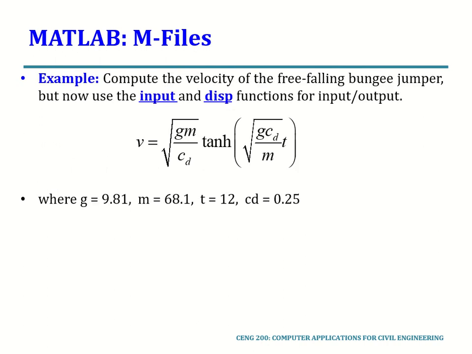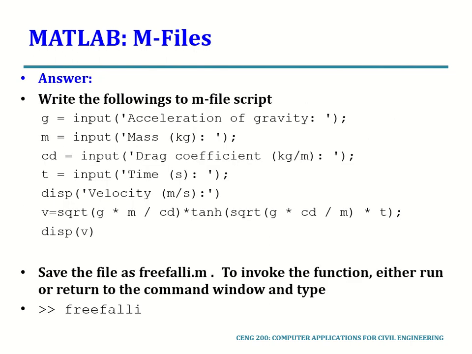So for example, we want to compute the velocity, the same example, the person who is jumping and unsuccessfully trying to commit suicide, okay. So we already used this function earlier. So we want to still calculate the velocity. The program should take input as G, M, T and CD, and it will display the velocity to the user. We have the equation in front of us. So this will be the function.